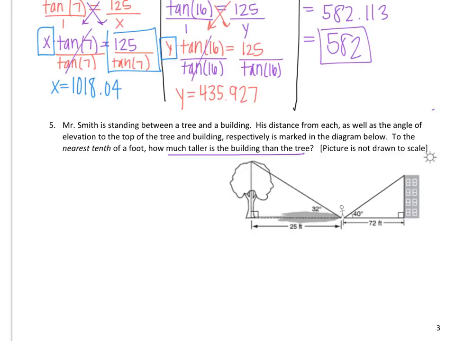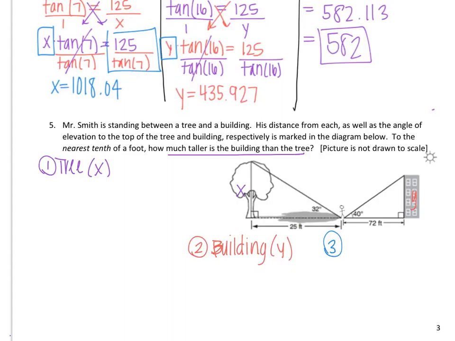So if we have to figure out how much taller the building is than the tree, we probably need to find the height of the building and the height of the tree. So first, let's find the height of the tree. And we'll call that, say, x. Then secondly, let's find the building. And we'll call that y. And then thirdly, we have to find how much taller the building is than the tree. So we're going to go building minus tree, or in other words, y minus x.